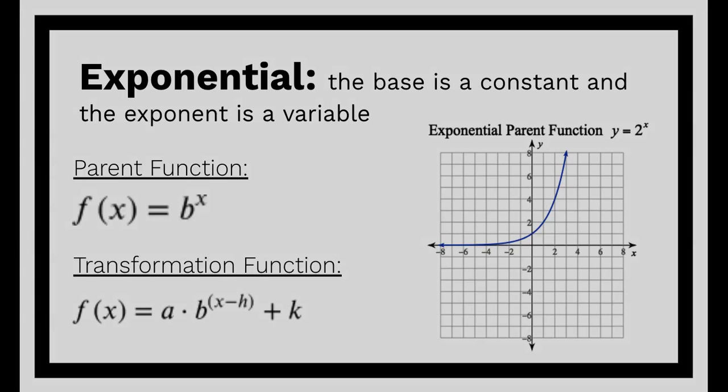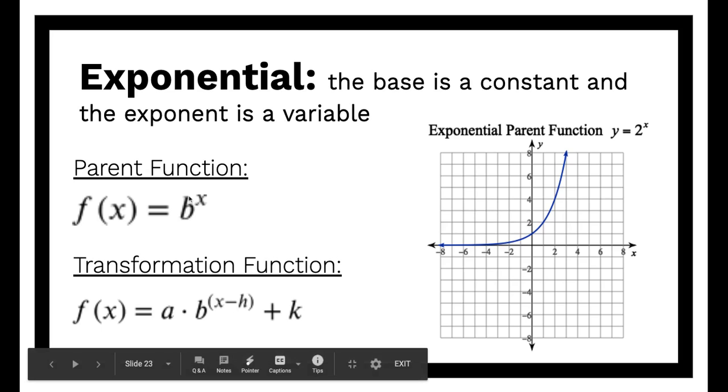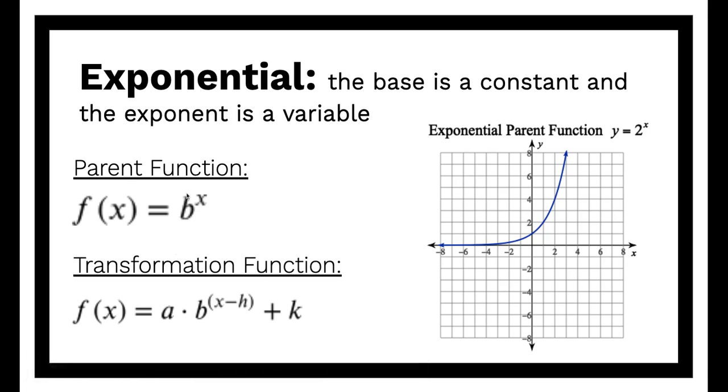Next, we're going to talk about the exponential function. So exponential is when you have a base that is a constant number and the exponent is a variable. The parent function, you will see sometimes just as b to the power of x. This base can be any number that you want it to be. For the graph, in order for you to see it visually, I did have to plug a number in. So I used 2. That's the most common one you'll see.